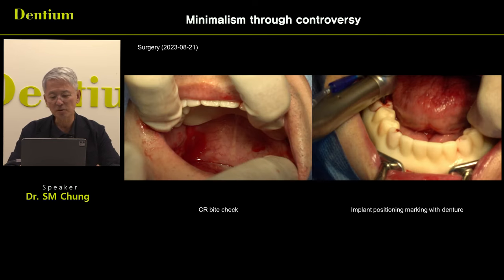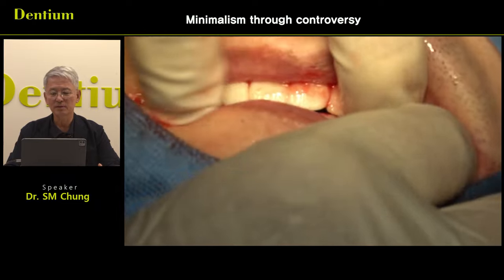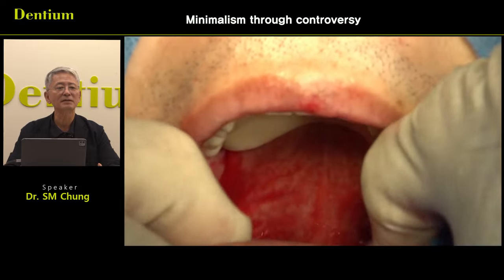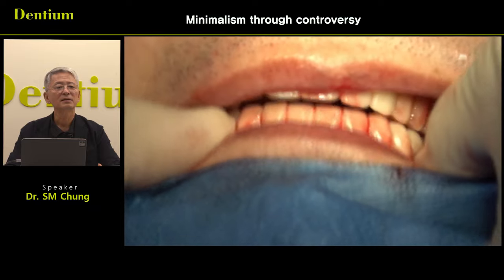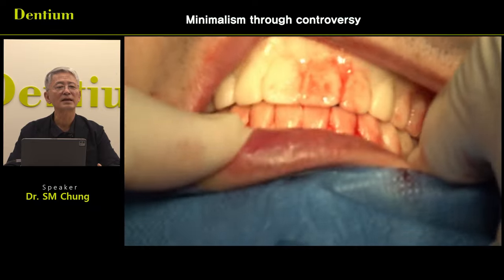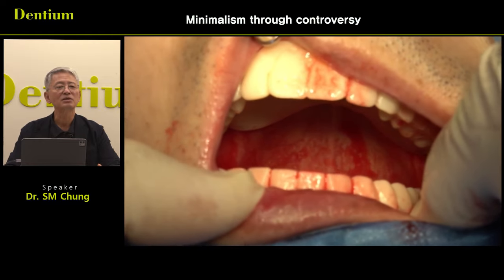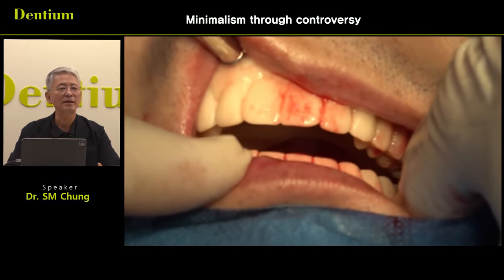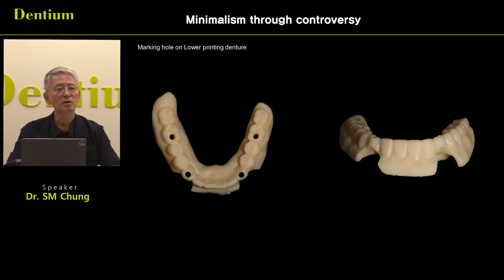But in this, depending on the CR repetition of the occlusion, after insertion of the temporary denture, we asked for the training repetitory to check the CR. The important thing is to repeat exactly together in a CR. We ask the patient to continuously bite, but not so much error in the repetitions. So we decided to place the implant immediately after extraction. So we had the printing of one temporary and one for the surgical guide.